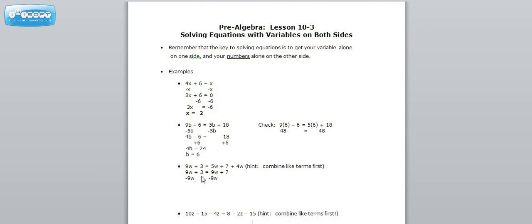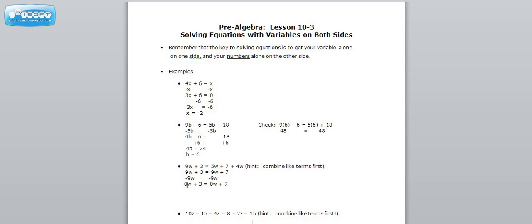So now I need to follow this through. 9w minus 9w is, ooh, look here, I'm going to end up with 0w plus 3 equals 0w plus 7. I just brought that down. Okay. Now this is going to pose a problem.